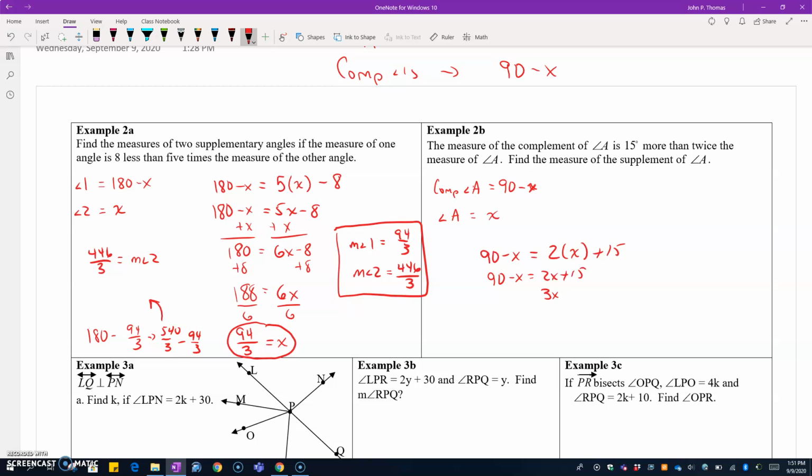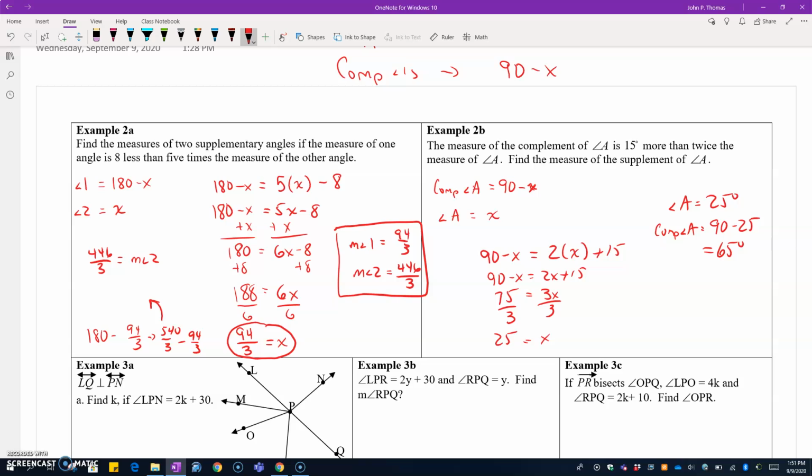Add the x over, 3x equals, subtract that 15 over, and I'm at 75. Divide both sides by 3, and I'm at x equals 25. A little bit nicer answer than last time. So we're looking at angle A equals 25 degrees. So the complement of angle A would be 90 minus 25. And if I do that, I get 90 minus 25, which is 65 degrees.